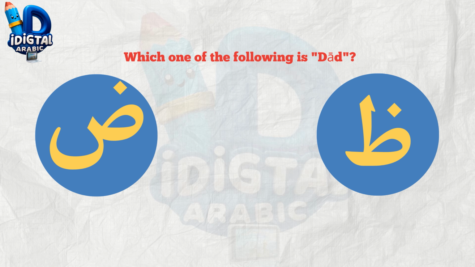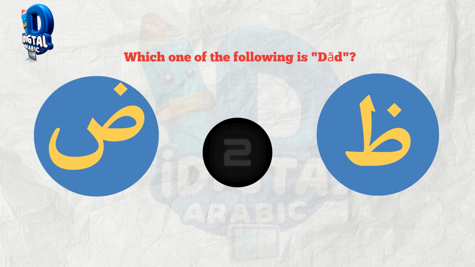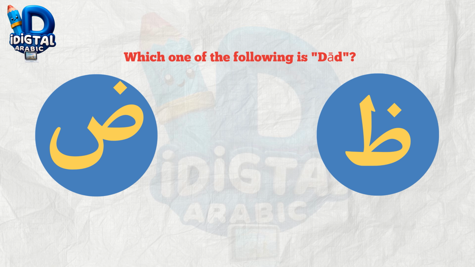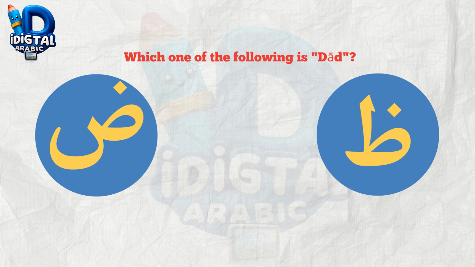Question number 3. Which one of the following is Daud? Fantastic. This one is the correct option. You're mastering the Arabic alphabet one letter at a time. Keep it up.